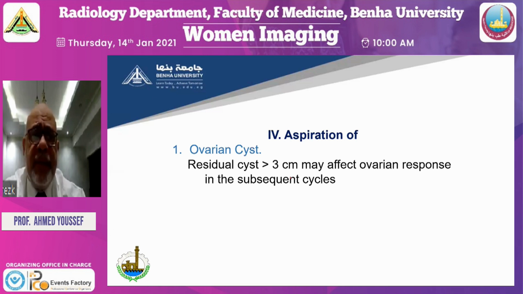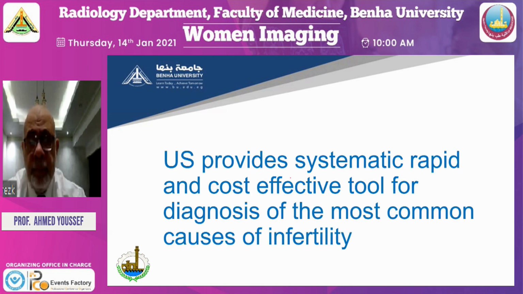Aspiration of ovarian cysts is an easy procedure, can be done in an outpatient clinic even without anesthesia. If there is a residual cyst more than 3 centimeters, that may affect the ovarian response in the stimulated cycle of the IVF. So through the vaginal probe, I introduce the needle in the ovary. It is like a syringe, aspirating the ovarian cyst.